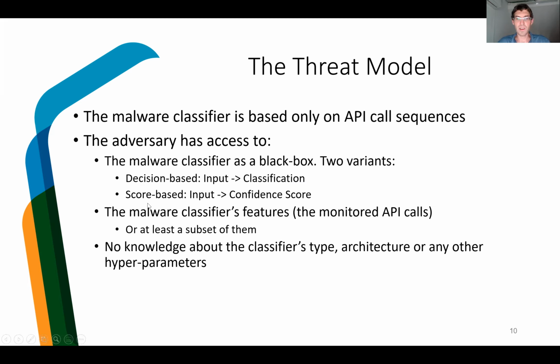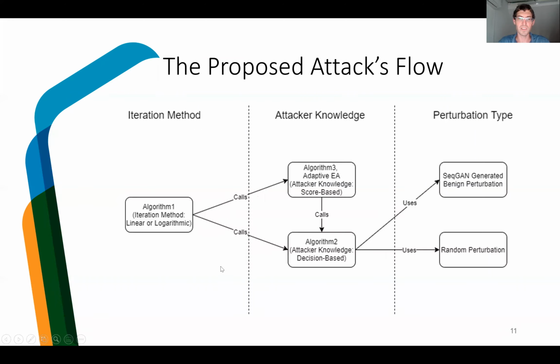The malware classifier features are known to the attacker, in this case the API calls monitored by Cuckoo Sandbox, or at least a subset of such, and the attacker doesn't have any knowledge about the classifier type, architecture, or any other hyperparameter used to train it. Our attack flow actually differs by three different parameters.